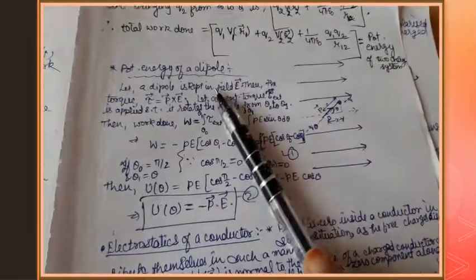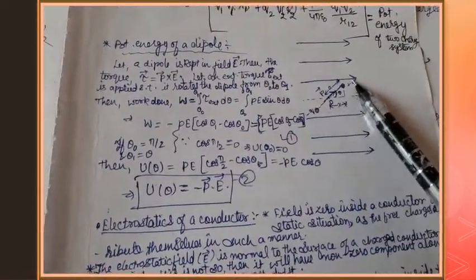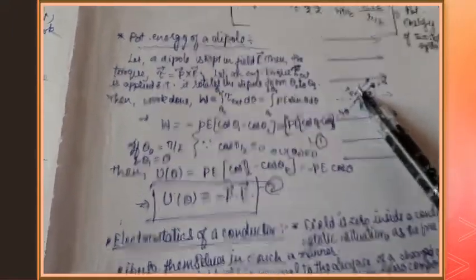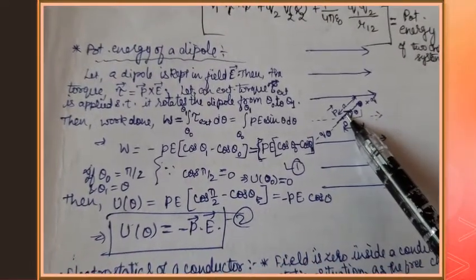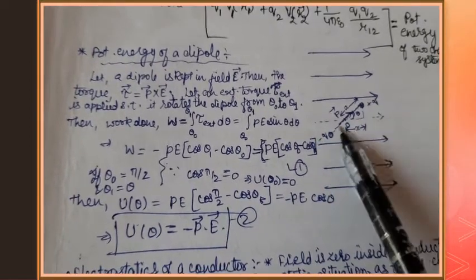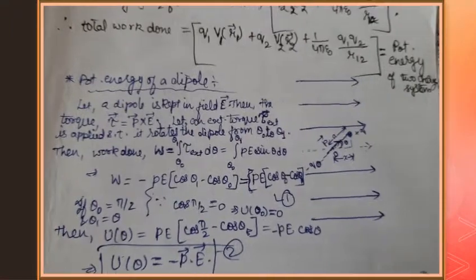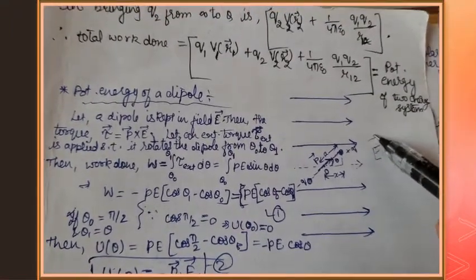Potential energy of a dipole in the presence of an external field. Suppose we have a dipole with charges minus q and plus q, and the direction of the dipole moment vector p is from the negative to the positive charge. It is shown through the arrow. The angle made by the dipole axis with the direction of the external electric field be theta. So these arrows show the direction of the external electric field.